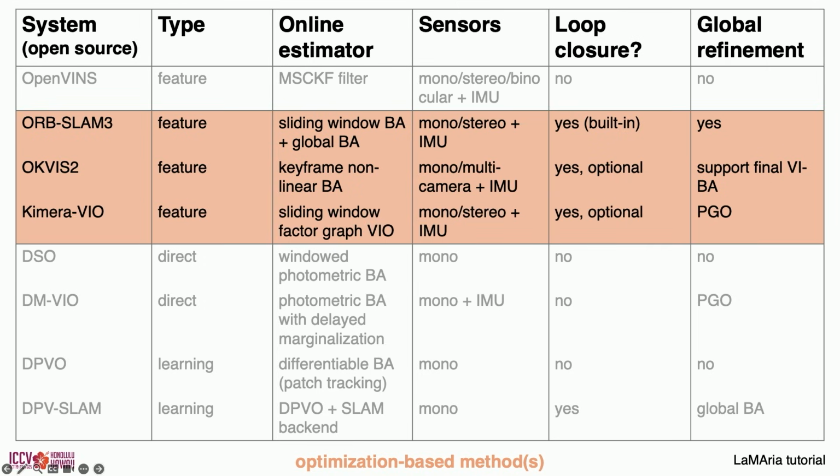And finally, we have Chimera VIO in the set of optimization-based methods. Over here, it also optionally supports loop closure. And Chimera VIO is a part of a larger metric semantic SLAM pipeline. But over here, we benchmark only the visual inertial odometry pipeline. And again, it supports monocular and stereo, but we use it only in the monocular inertial setup.